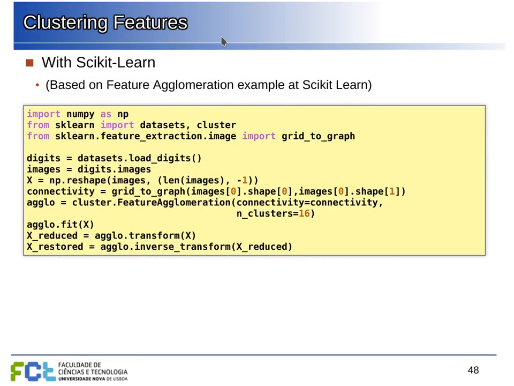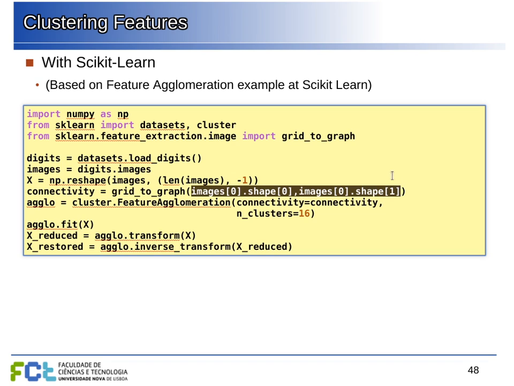This is also simple to do. You have this grid to graph function in the feature extraction module for the images. So you can use this grid to graph specifying the height and width of some image. In this case, it's just the sizes of the images, and this will create the connectivity matrix specifying which pixels are adjacent to each other.